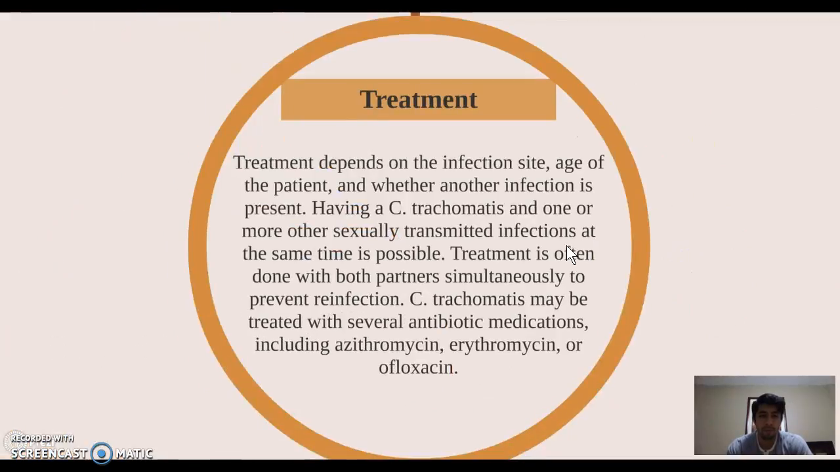Treatment. Treatment depends on the infection site, age of the patient, and whether another infection is present. Having Chlamydia trachomatis and one or more other sexually transmitted infections at the same time is possible. Treatment is often done with both partners simultaneously to prevent reinfection. Chlamydia trachomatis may be treated with several antibiotic medications, including azithromycin, erythromycin, or ofloxacin.